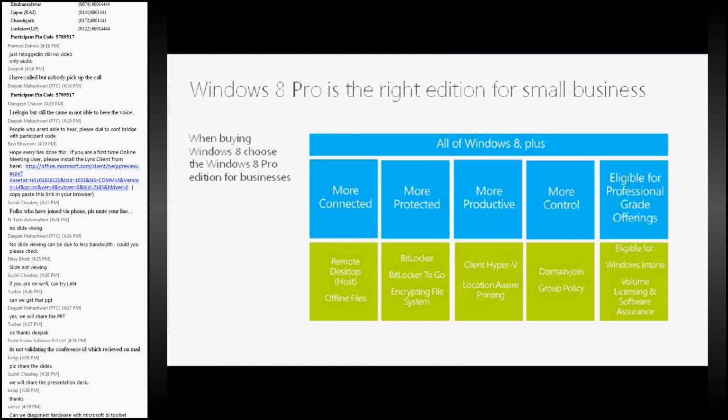Remote desktop host, offline files, BitLocker To Go, BitLocker, Encrypting File System, location-aware printing. It's a cool feature that was introduced in Windows 7 and enhanced in Windows 8. Let's say you move from one office building to another, or from the third floor of one building to another one. Your printers are on each floor. Windows 8 is smart enough to know which floor you are on and print to the nearest printer.